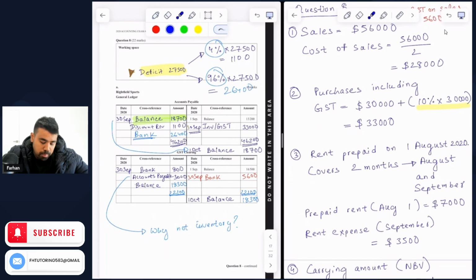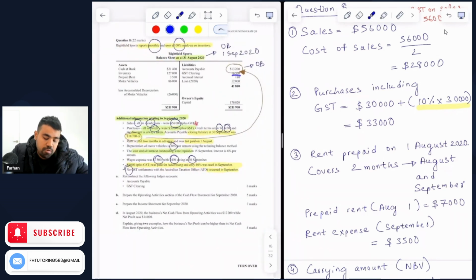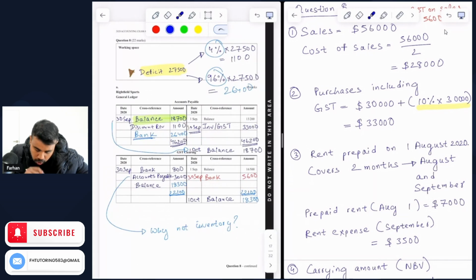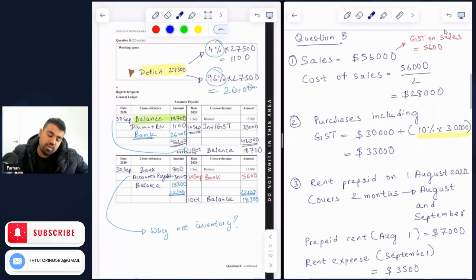All right, so what about GST clearing? So GST clearing, the opening balance is given as 16,500. And if this wasn't given, just check the balance sheet for the previous period, which you can confirm, 16,500. Okay. Now, what items involve GST? Starting from the very first additional information, we received GST on sales, and that is 5,600.